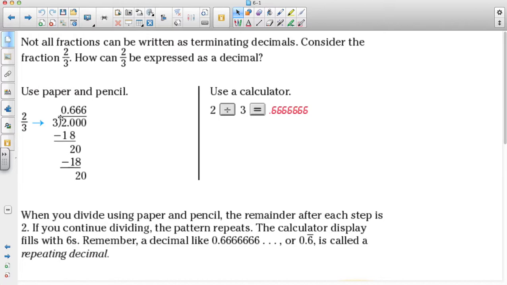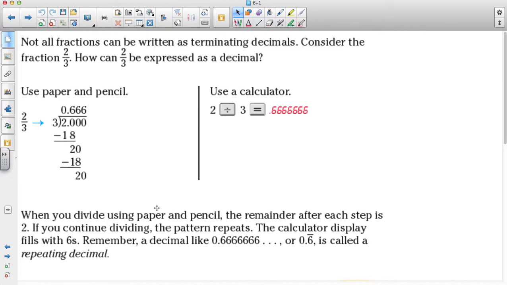Bring up the decimal point and first consider 20. How many 3's go into 20, and then subtract that, you end up with 2. Then you bring down the 0. If you notice, this starts to repeat. Using a calculator, 2 divided by 3 is 0.6666. And when you divide using pencil and paper, the remainder after each step is 2.